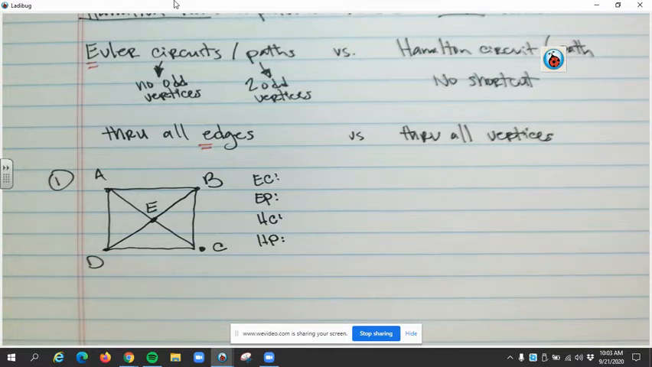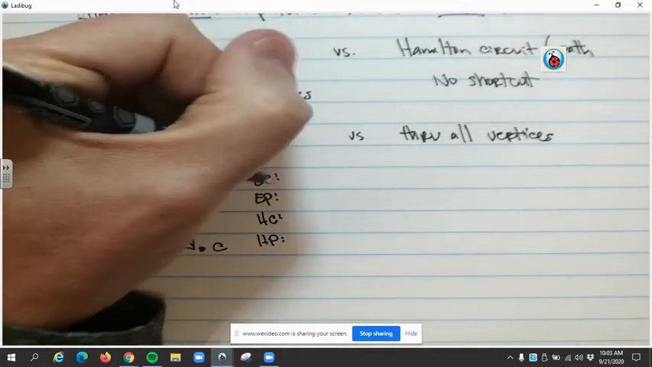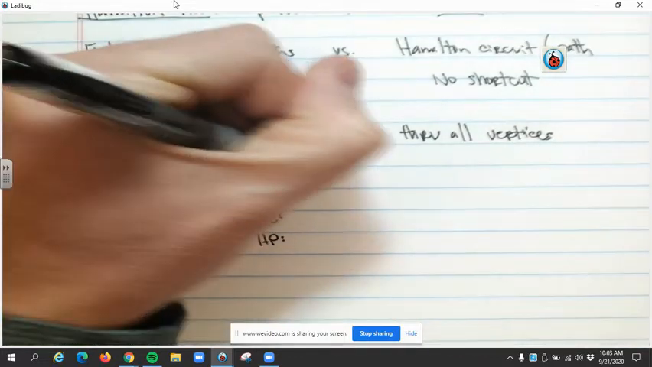Remember, for an Euler circuit, you have to have all even vertices. Let's check your degree. The degree of A is 1, 2, 3. So that right there means there's no Euler circuit. I'm going to write none next to there.